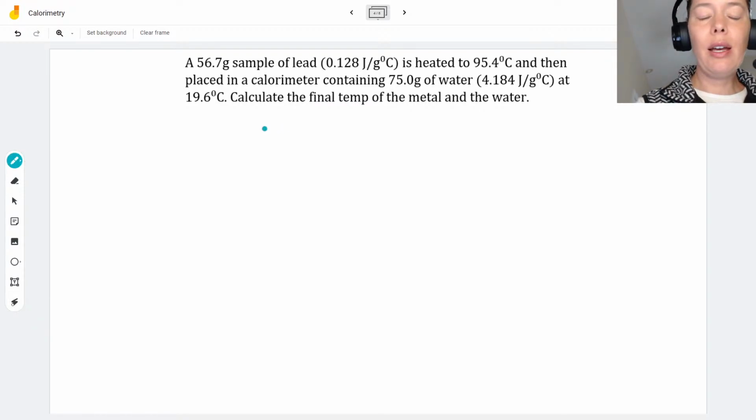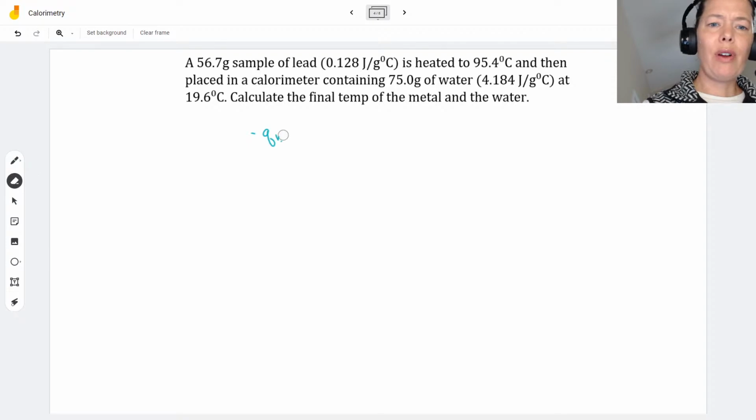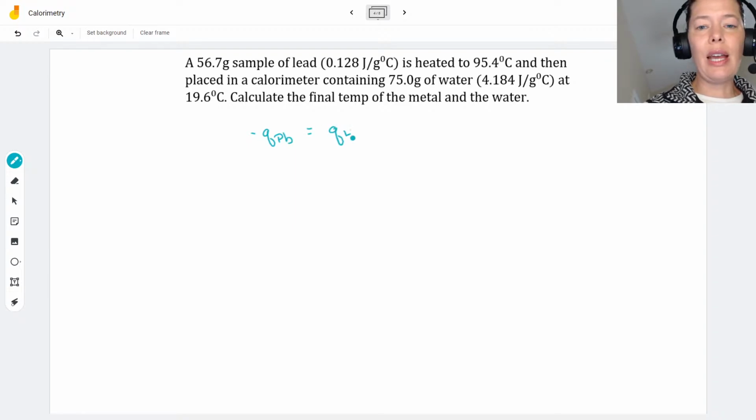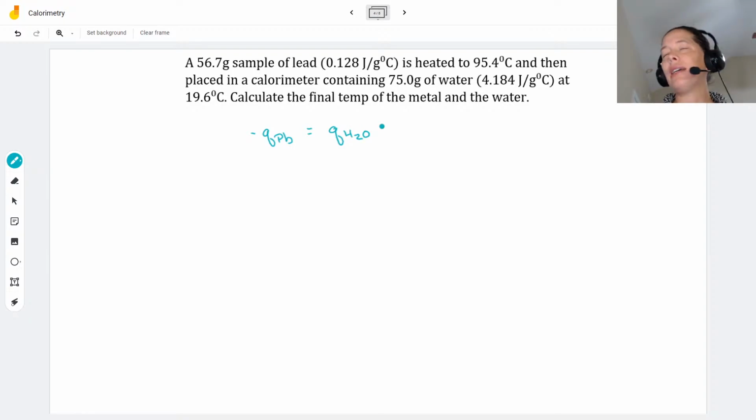Okay. So I'm going to say the heat lost, whoops, I forgot my P for lead. The heat lost by lead is going to equal the heat gained by water. Again, especially mathematically, it makes no difference which one you make the negative. I just tend to always put it on the left with my metal. I guess I've gotten into a habit of doing that.